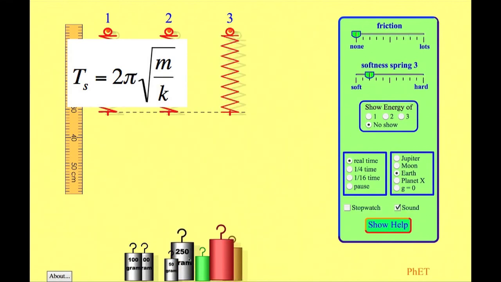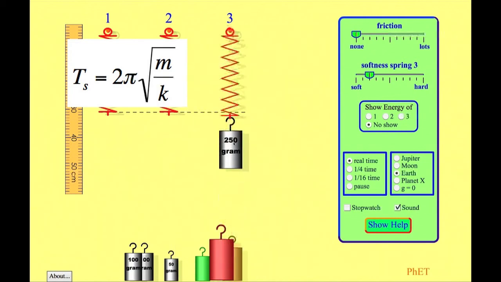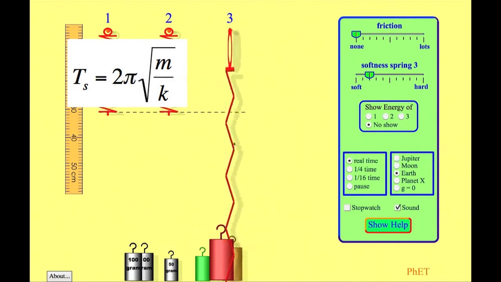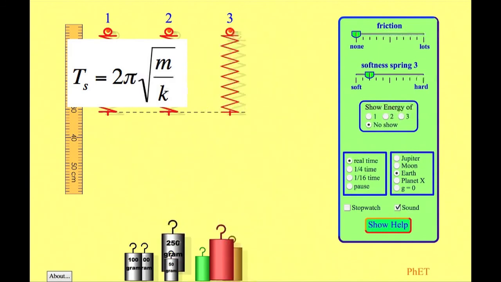If I lower the spring constant and add the mass, the spring stretches much further, has more distance to cover, and the period increases. So this shows that the spring constant and period are inversely related.